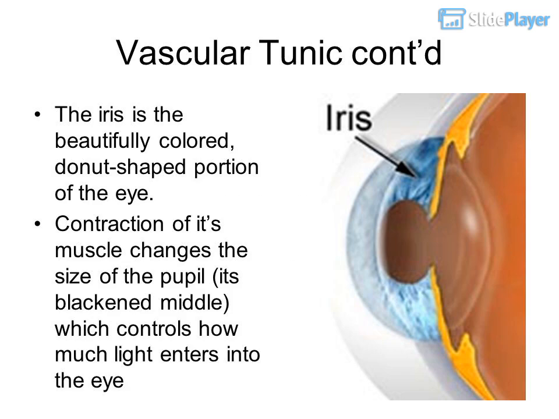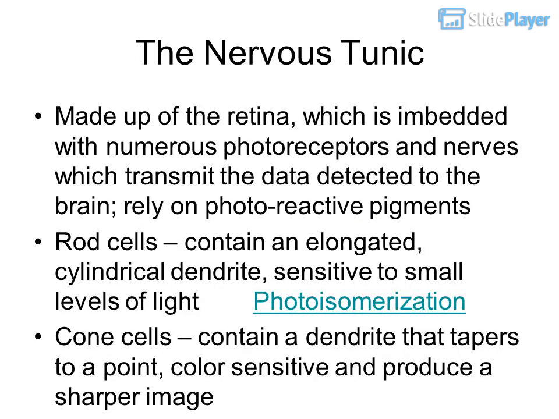Vascular Tunic continued. The iris is the beautifully colored, donut-shaped portion of the eye. Contraction of its muscle changes the size of the pupil, its blackened middle, which controls how much light enters into the eye.